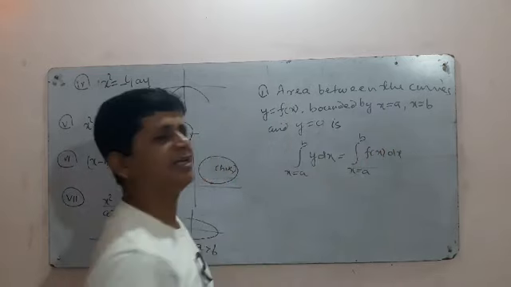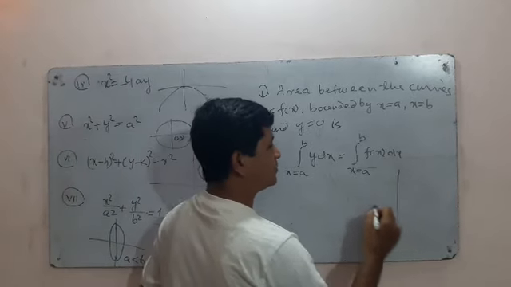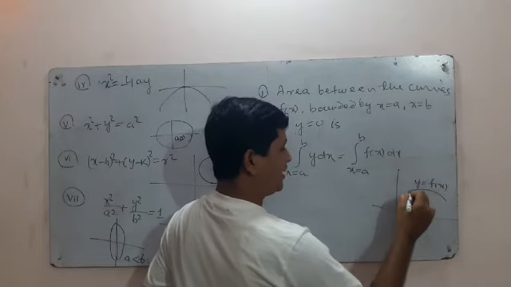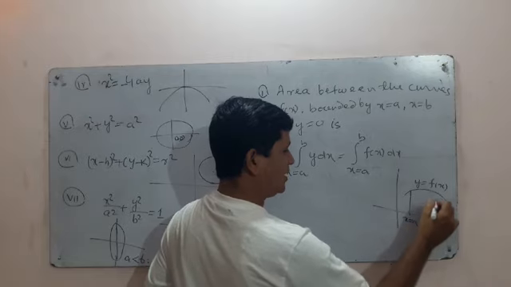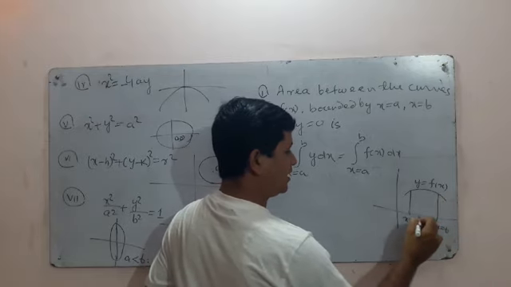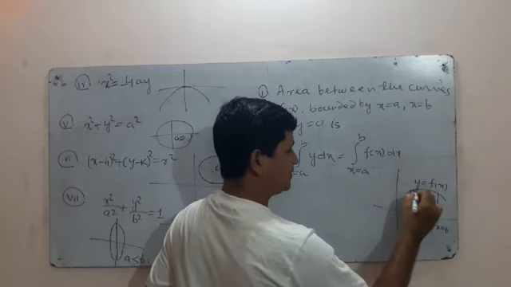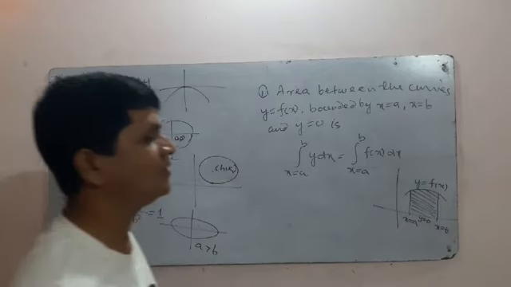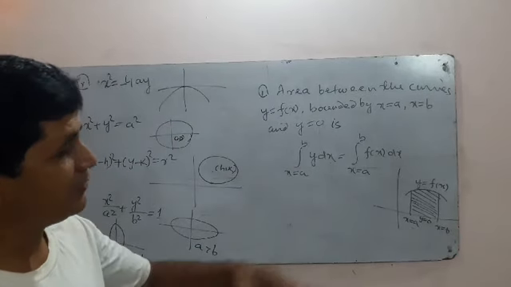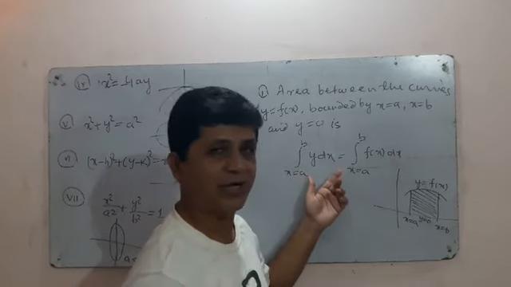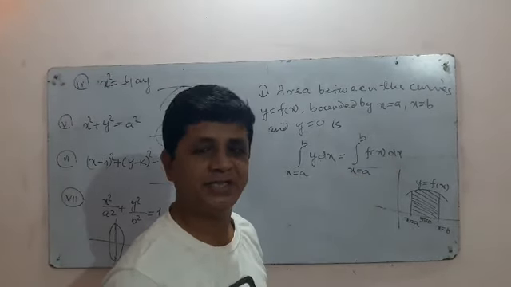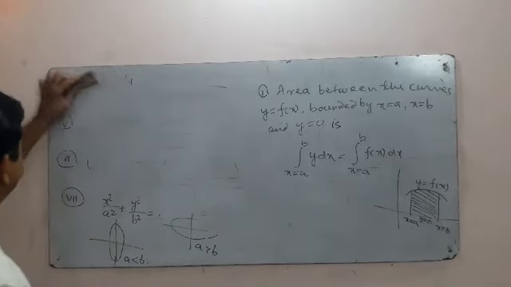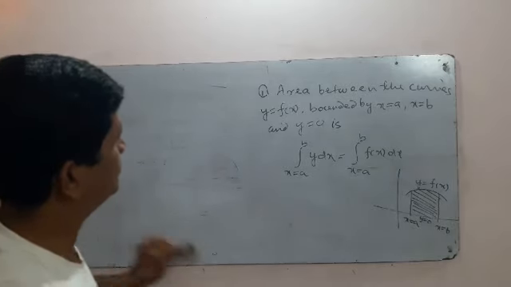The value of y is f of x, and which portion of area do we need? Y equal to f of x is bounded by x is equal to a and x is equal to b, and y equal to 0 means the x-axis. So this part of area we are going to find by using this formula. So the area bounded by the curve and the x-axis is y dx, or we write f of x into dx, provided it is on one side. Come to the second formula.